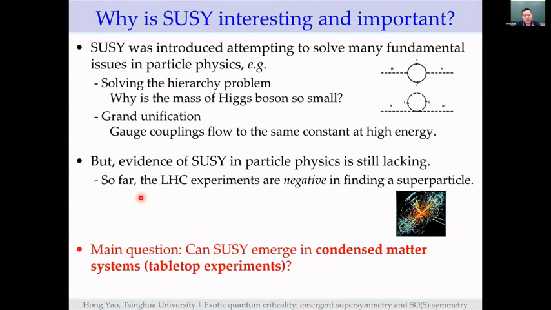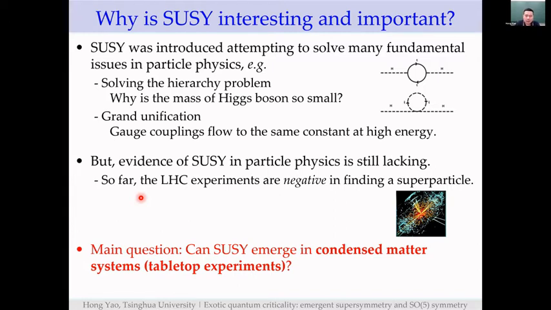SUSY was introduced around four decades ago in an attempt to solve many fundamental issues in particle physics. For instance, it was an attempt to solve the hierarchy problem: why the mass of the Higgs boson is so small. The other fundamental issue is grand unification: why the gauge couplings flow to the same coupling constant at high energy. SUSY was introduced to attempt to solve these fundamental issues in particle physics.